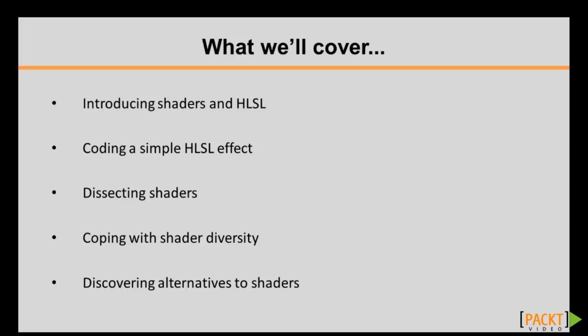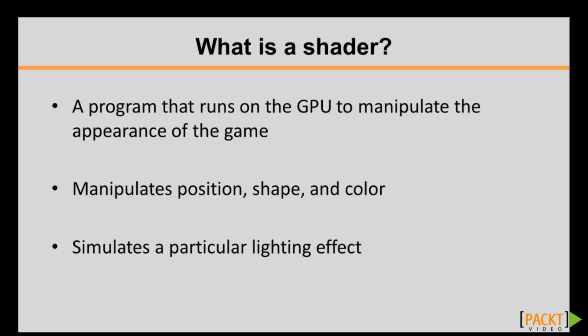So let's get started. The first thing to understand is what a shader really is. A shader is simply a program that runs on a GPU to manipulate the appearance of the game. It's used to change the position, shape, and color of the 3D objects in our scene. But shaders are best known for simulating a variety of different lighting effects, essentially shading the world based on what lights we do or don't want, hence the name.